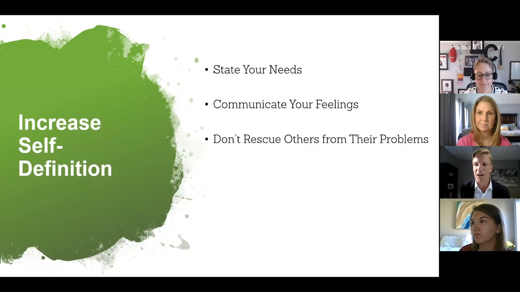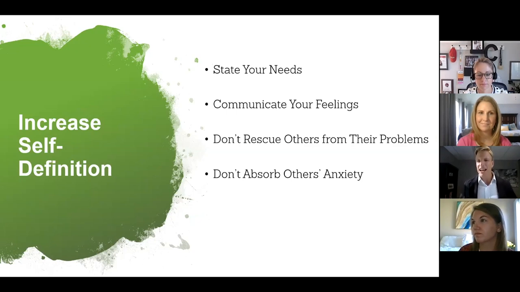I wonder how many of us over-function at times. Now, that's different from just legitimately helping people. We like to help people, but what does it look like for us when we overfunction, when we rescue other people or absorb their anxiety? When there's anxiety around us, we think that we're actually helping by taking on their anxiety.